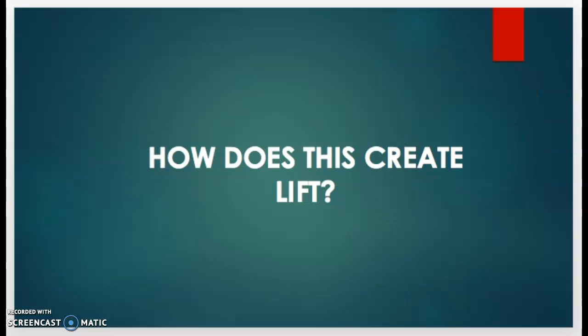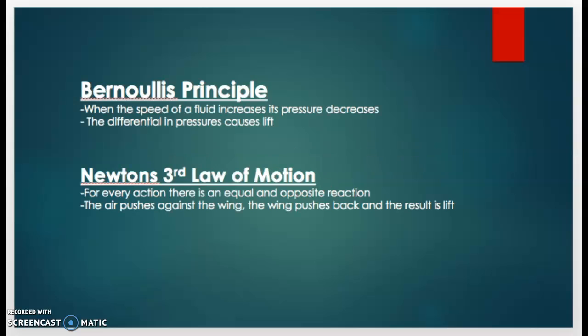So how do these components create lift? So we have Bernoulli's principle that states when the speed of a fluid increases, its pressure decreases. So we talked about the upper camber being more curved than the lower camber, which causes the airflow over the wing to have to travel a further distance than the air below the wing. Because of this, it has to increase its velocity, which decreases the pressure. Because of this, we have low pressure over the wing and high pressure below the wing. The difference between these two pressures results in lift.